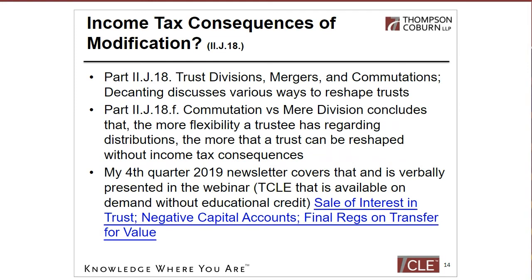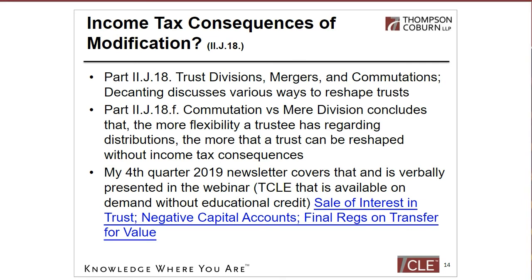Are there any income tax consequences to the power? I did discuss this in my fourth quarter 2019 newsletter, and you can see at the bottom of the slide there's a link. That's a link to another TCOE that I did. I orally discussed whether there are any income tax consequences of modification. I went through it relatively thoroughly, so I'm not going to repeat everything that's in that webinar, especially for those of you who heard it already. You can get the details from it. But let me just summarize the bottom line.